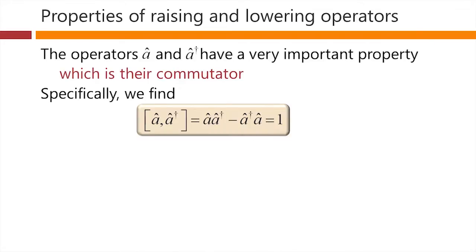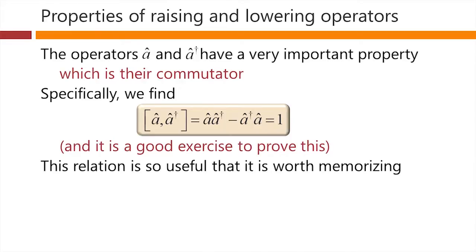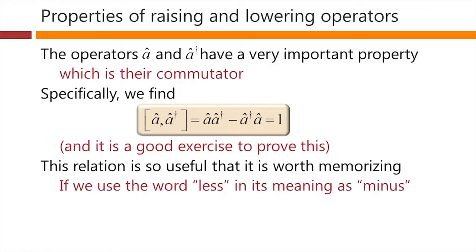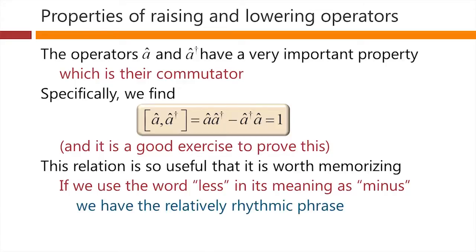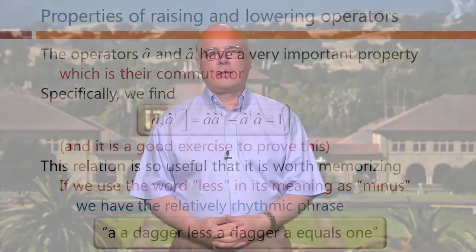This is quite straightforward to prove, and we'll leave it as an exercise. This relation is so useful that it's worthwhile memorizing. If we use the word "less" in its meaning as minus, we obtain quite a rhythmic phrase here. Specifically, A A dagger less A dagger A equals 1. As I said, this relation is really the only one you need to learn to use these raising and lowering, or creation and annihilation operators. It's the main relation we use in algebraic manipulations, and most of the other properties of these operators can be derived from it.